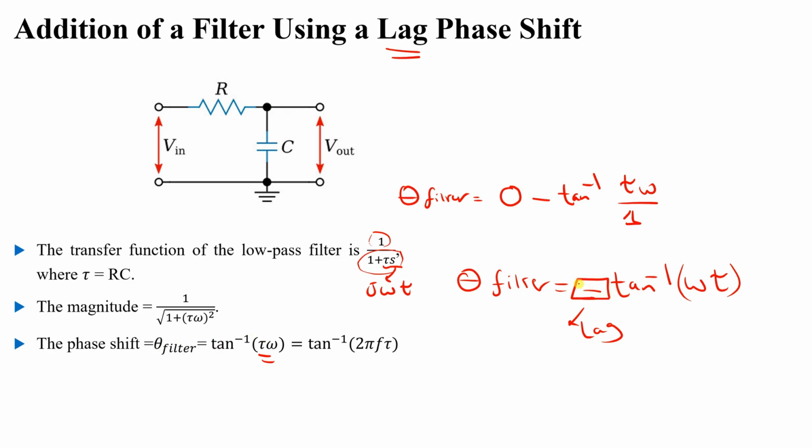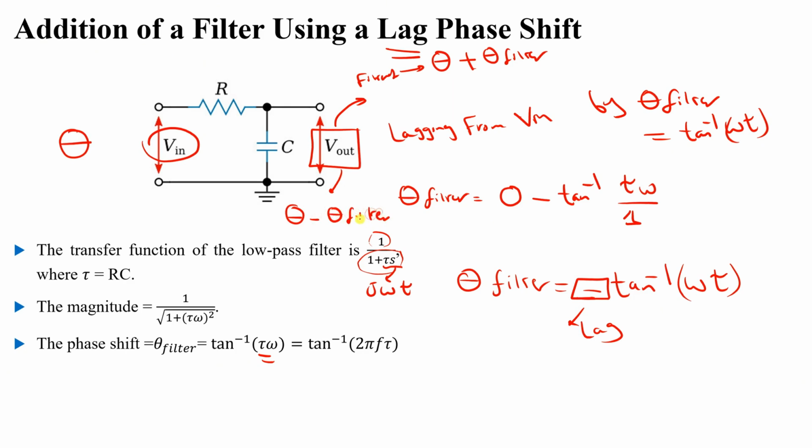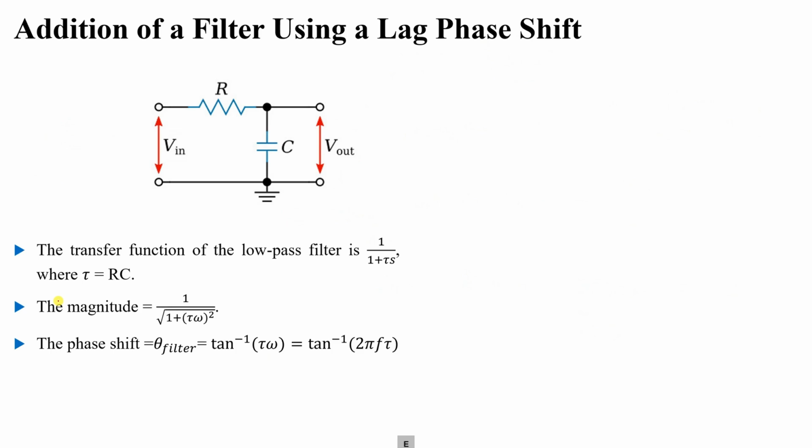Now this is very important. Why? Because it makes the output signal lag from the input by the component theta filter, which is tan minus 1 omega tau. When we take this filtered signal and use it to get the angle theta, we have to add to it this theta filter, right? Because this filter caused lag in the signal from the input. The input itself had an angle theta. The output will be theta minus theta filter due to the lagging of the filter itself. So that's why when we estimate the angle, we take theta and add to it theta filter to get the original theta here. I hope you get this idea.